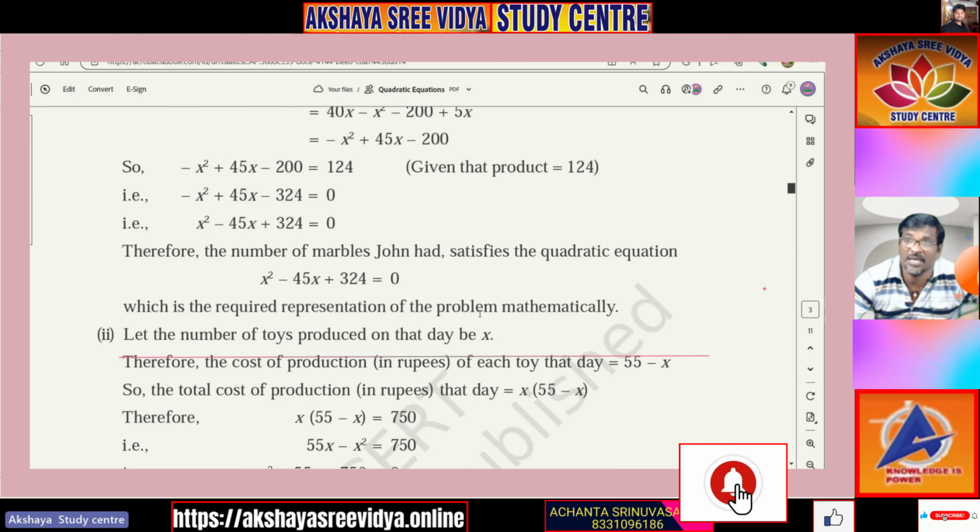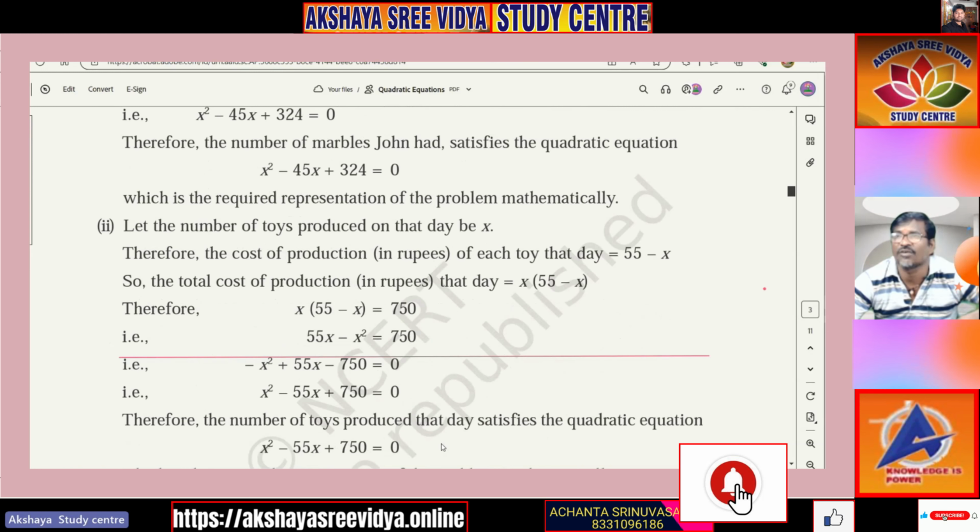అంటే ఎన్నైతే మనం ప్రొడ్యూస్ చేసామో అన్ని కూడా దాని కాస్ట్ కావాలి per day. The cost of production in rupees each toy. ఒక్కొక్క టాయ్ తాలూకా కాస్ట్ 55 minus X. ఒక టాయ్ తాలూకా కాస్ట్ 55 minus X అంటే మొత్తం X టాయ్స్ తాలూకా కాస్ట్ X into 55 minus X. That is equal to 750. 55X minus X square is equal to 750.